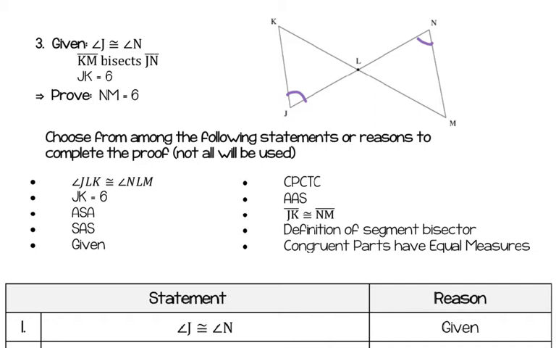KM bisects JN. So that means KM is like, think of a vector coming through, and it's going to cut this one in half. So we have to be really careful about how we're looking at this. JN is what's being cut in half.